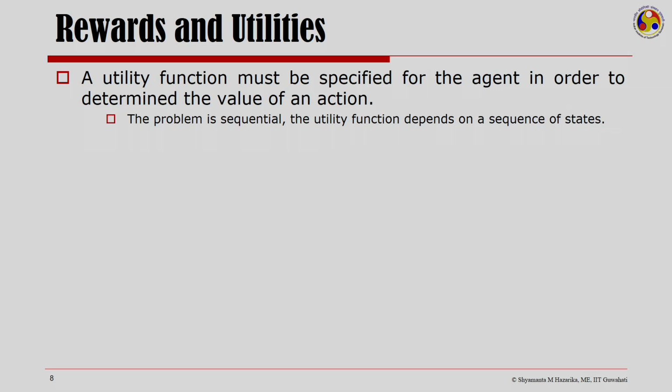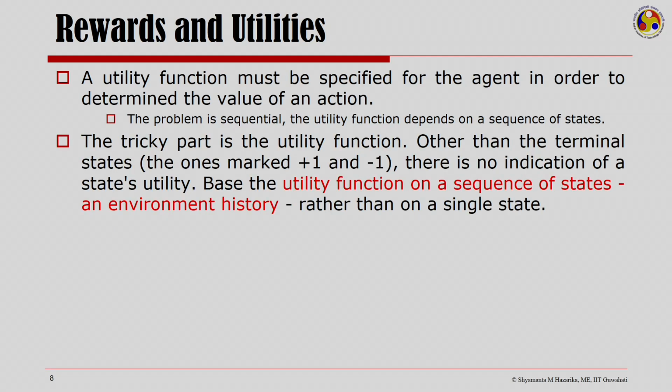Here the problem is sequential, and therefore the utility function depends not on a single state that I arrive at, but on a sequence of states. Under such a scenario, it is very tricky to compute the utility function. In our case, except for the terminal states which are marked with +1 or -1, no other state has been given an indication of what its utility is.